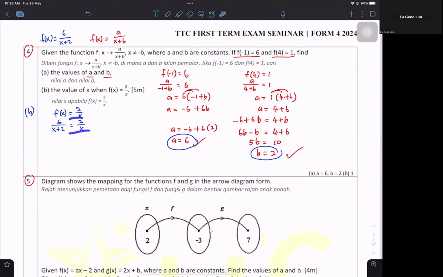The right hand side is always the same. Then you try to find out the x. The best way to do this is to cross multiply. The fastest way to do this situation is to cross multiply, which means 6 times x, 2 times x plus 2. So from here you will be able to find out the x. So x equals 1. This one is just normal calculation only.